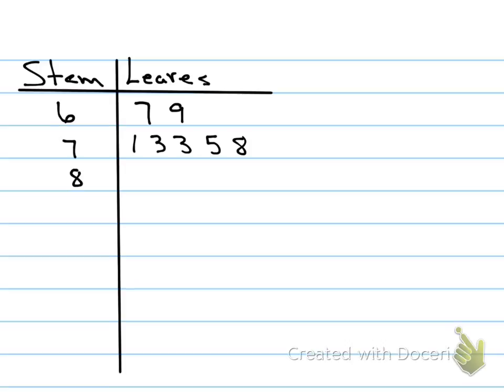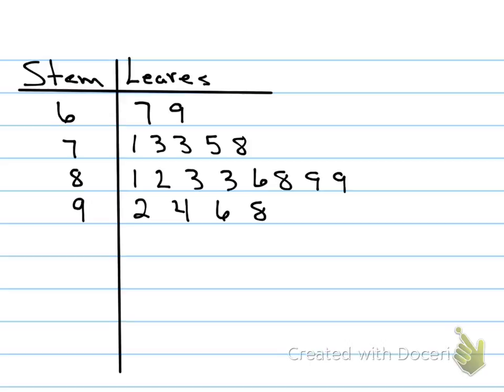What about my 8s? Anybody think they know all the leaves in the 8s? Bonasia? Just forgot. What did she forget? The 1. There was an 81. There's an 81. What about my 9s? Alexis? Oh, close. She said 2, 4, and 8. Which one did she forget, Noah? 6. 2, 4, 6, and 8.